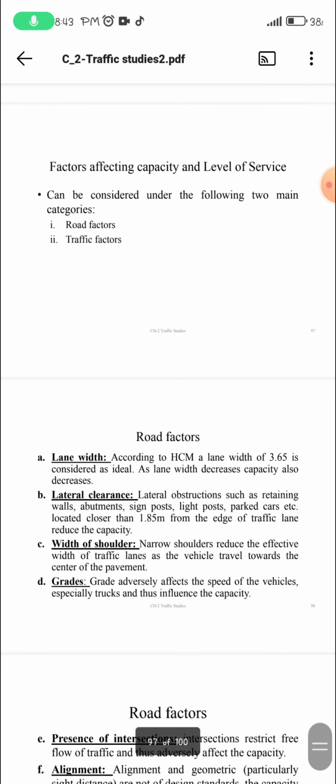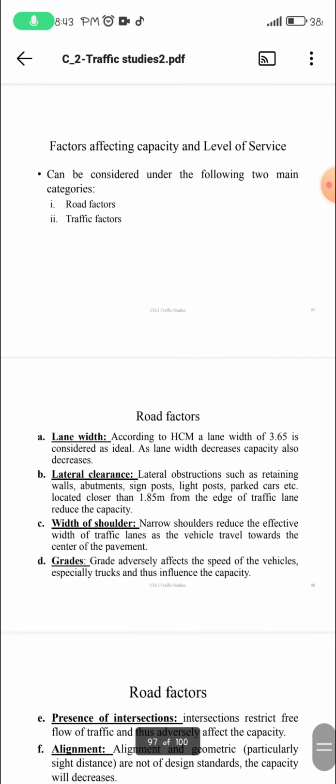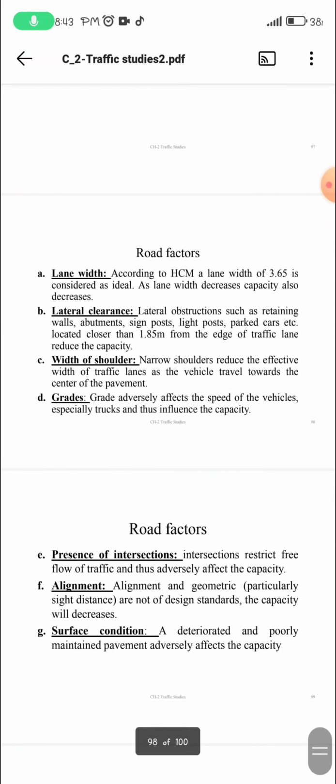Width of shoulder: narrow shoulders reduce the effective width of the traffic lanes as the vehicles travel towards the center of the pavement. Grades: grade adversely affects the speed of the vehicle, especially trucks, and thus influences the capacity. Road factors continue.